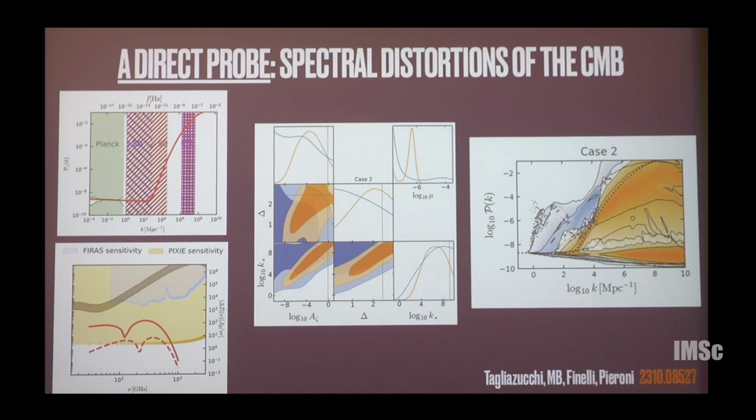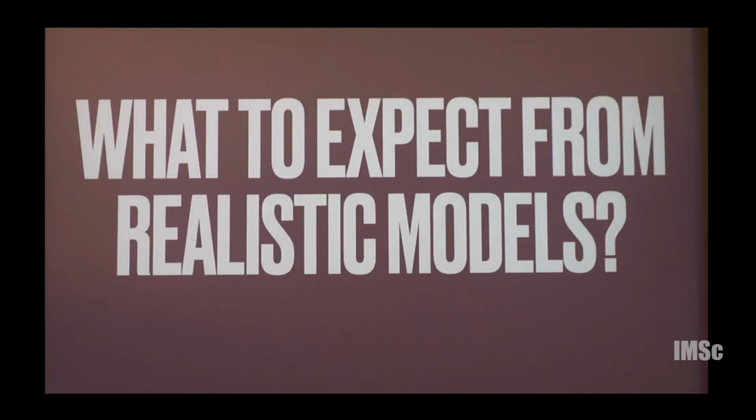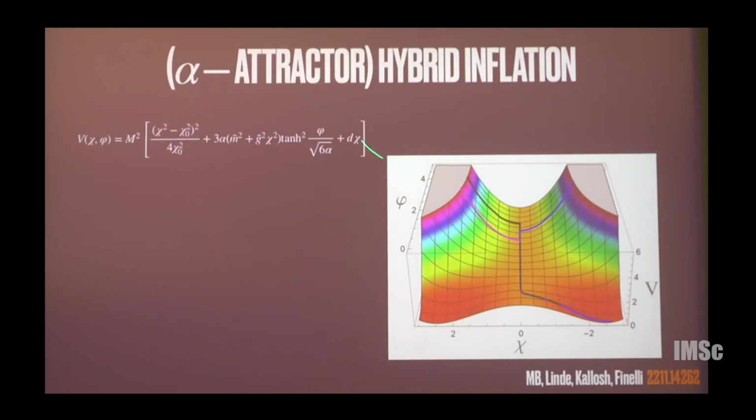Well, we'll just give an overview of the next part. So this was all from the observational point of view, and now I would have loved to talk a little bit about models that can produce this kind of features. We'll just give a very brief overview. So this is, for example, a multi-field model that can produce this kind of feature. This is a very classical hybrid inflation type of model.